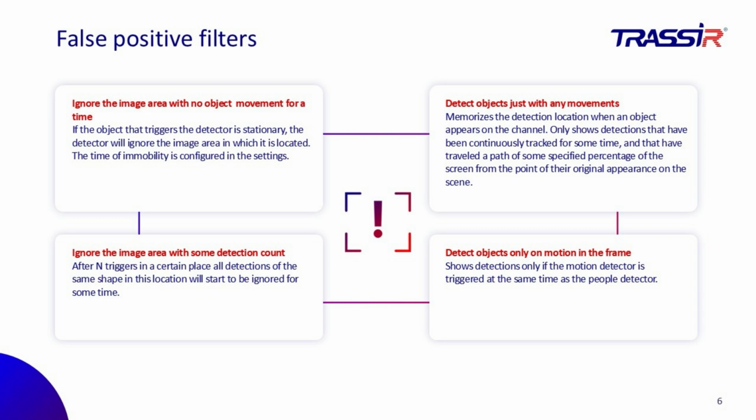Detect objects just with any movements. Remembers the location of the detection when an object appears on the channel. Shows only detections that have been continuously monitored for some time. Detect objects only on motion in the frame. Shows detections only if a motion detector is triggered at the same time as the human detector.